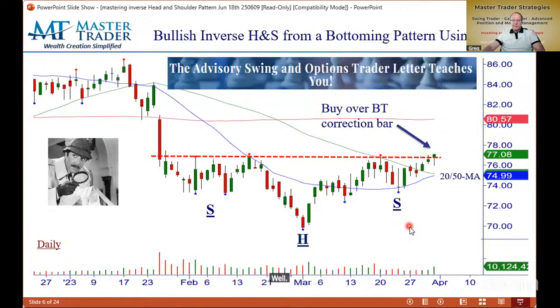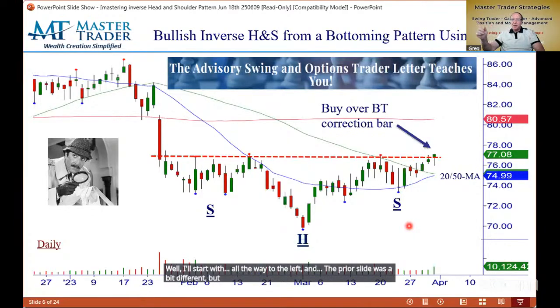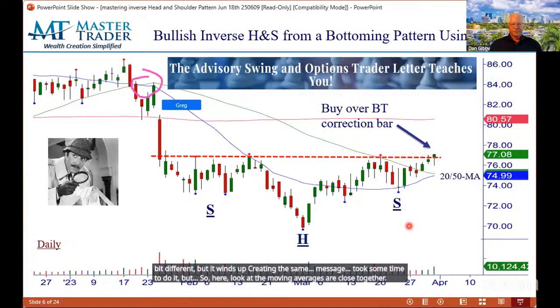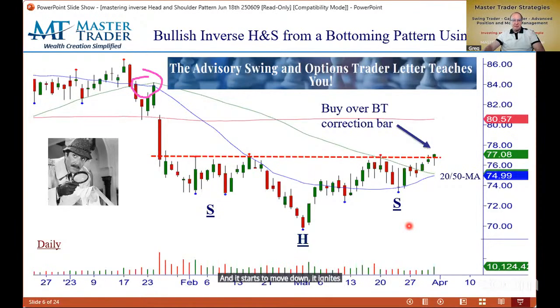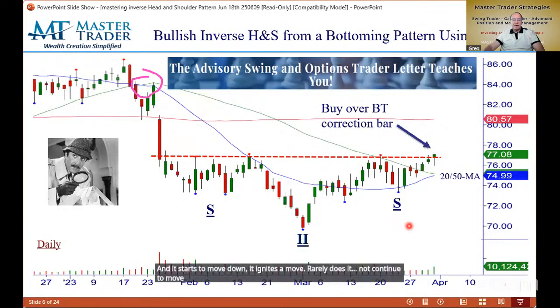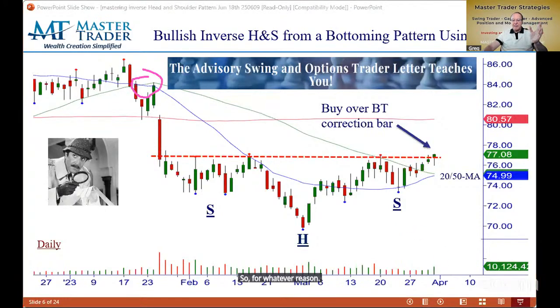Well, I'll start all the way to the left. The prior slide was a bit different, but it winds up creating the same message. It took some time to do it, but here, look, the moving averages are close together, and it starts to move down. It ignites a move. Rarely does it not continue to move lower after igniting a move like that from a consolidation. So for whatever reason, this begins to create support.